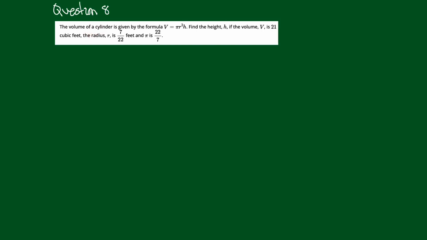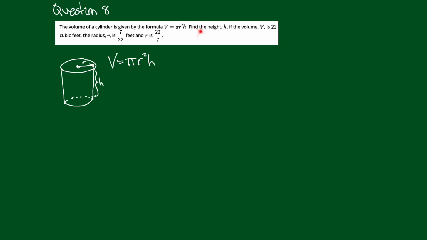Looks like a geometry problem here, doesn't it? It says the volume of a cylinder. Now here's a cylinder. I'm just going to draw a cylinder. Cylinder looks like this. Here's the radius of the cylinder, usually r. Here's the height of the cylinder, usually h. So what we've got is this. The volume of a cylinder is given by this formula right here. V is equal to pi r squared h. So the volume is pi times the square of the radius times the height.